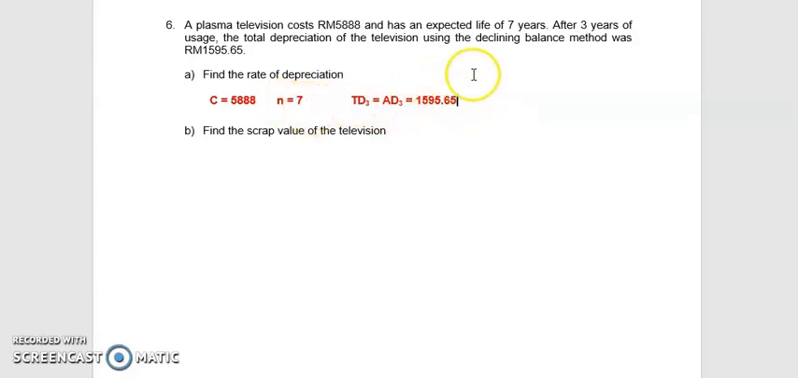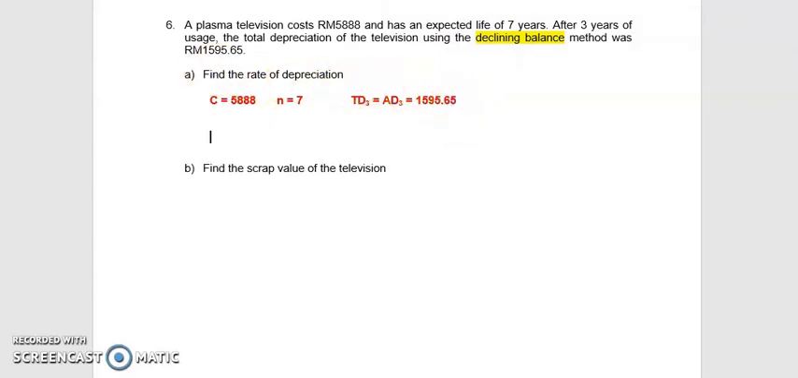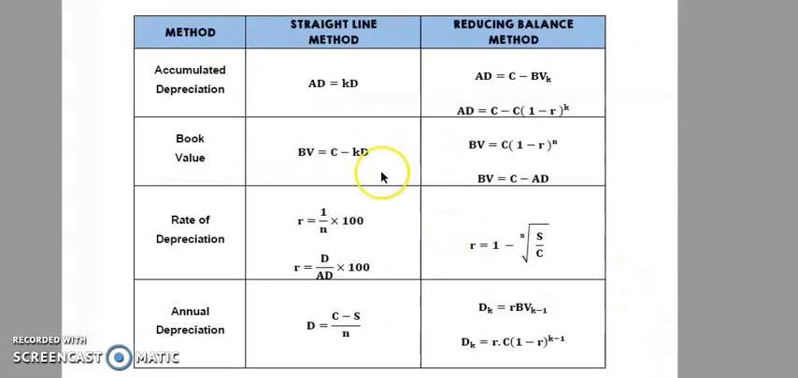Okay, find the rate of depreciation using declining balance method. Rate of depreciation is value R. So how to find R here? Look at the info that we have. We only have cost and accumulated depreciation. We don't have value S, which is salvage value. So we cannot use this formula because we don't have S here.